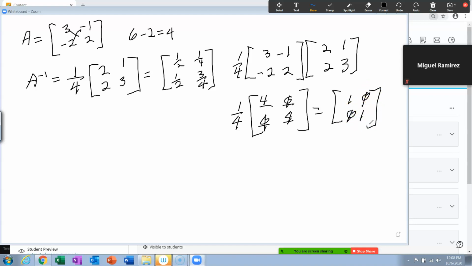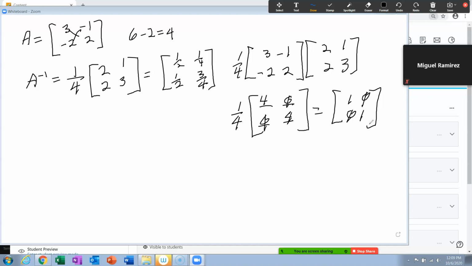Yep. Now, if you want to, you can reverse them and do them again. Frankly, if it does produce the identity matrix, basically one will do. Okay, but you can reverse the order and do 2, 1, 3, 2, 2, 3 times 3, negative 1, negative 2, 2, and see what works there. I think you'll find it comes out the same.